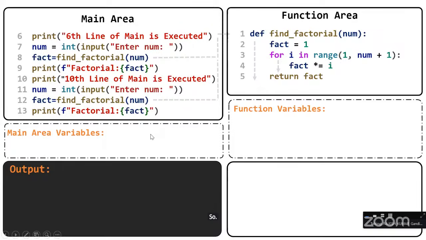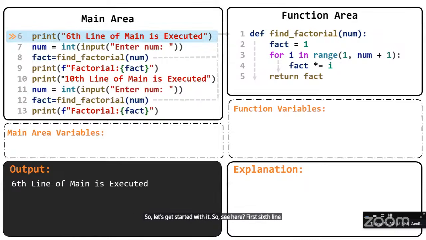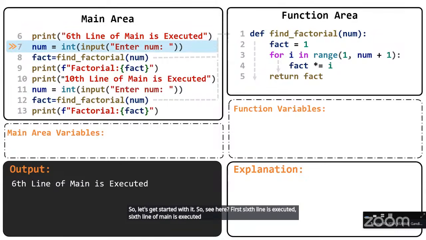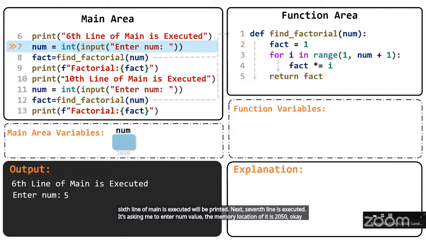So let's get started with it. See here. First, sixth line of main is executed, will be printed. Next, seventh line is executed. It's asking me to enter num value. The memory location of it is 2050. Okay, I've entered num value as 5.